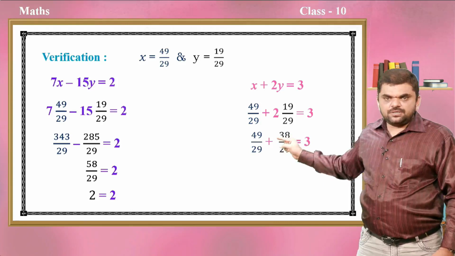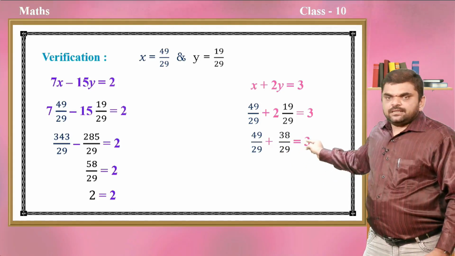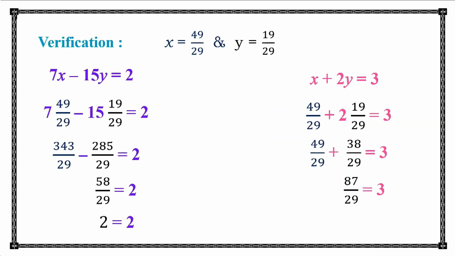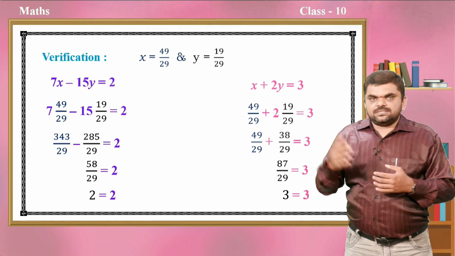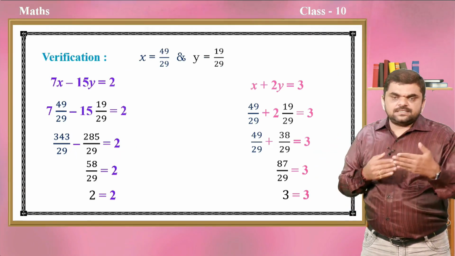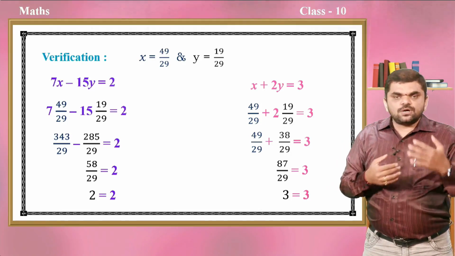On simplification, 49 by 29 plus 38 by 29 is equal to 3. On simplification, 87 by 29 is equal to 3, that is 29 ones are 29, threes are 3, that is 3 equals 3. We will get LHS is equal to RHS, and our problem is solved.